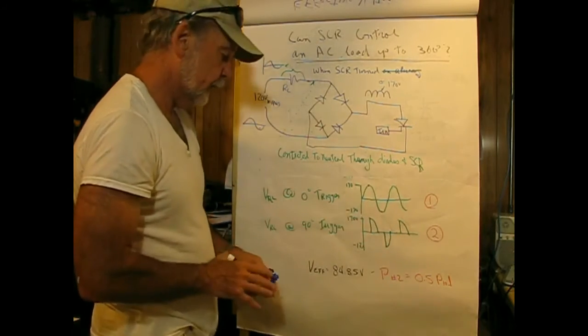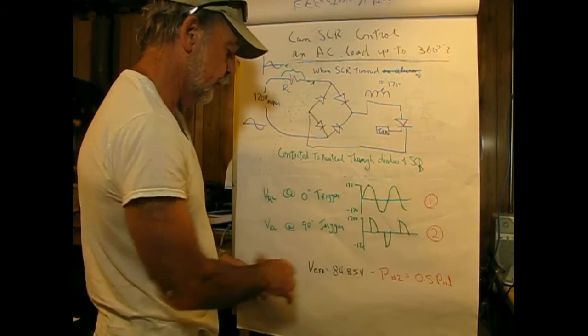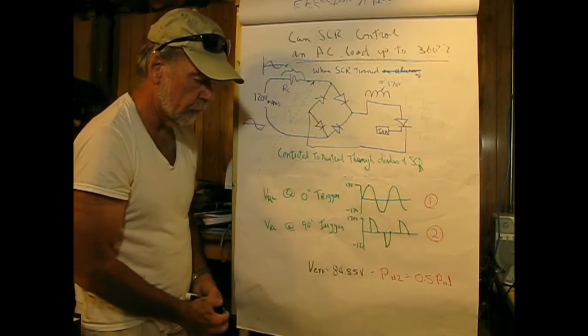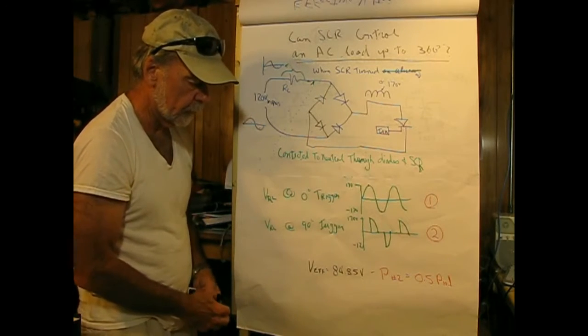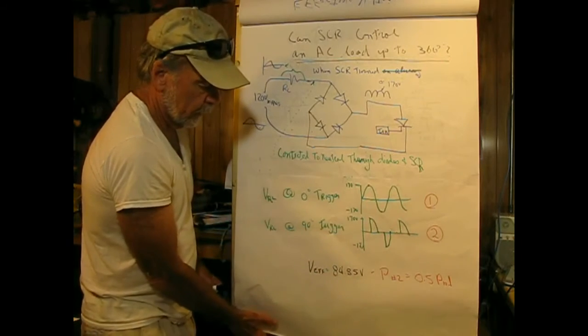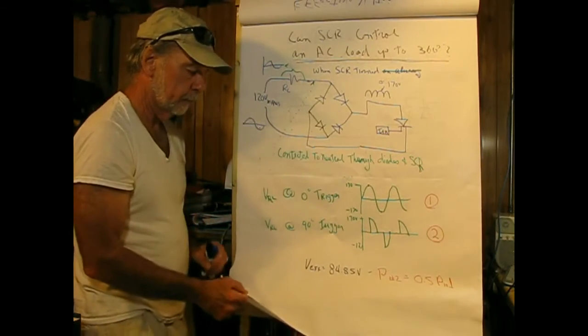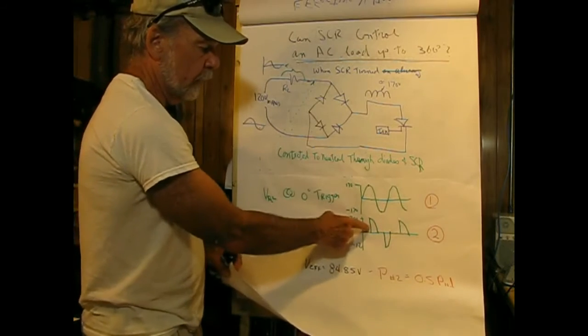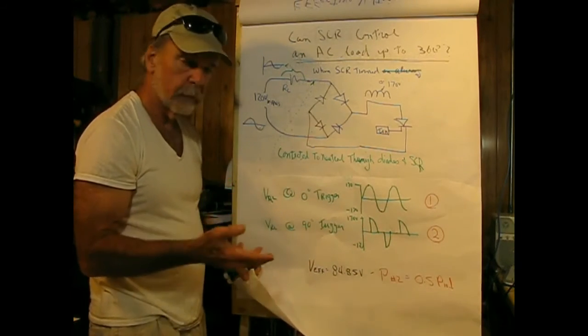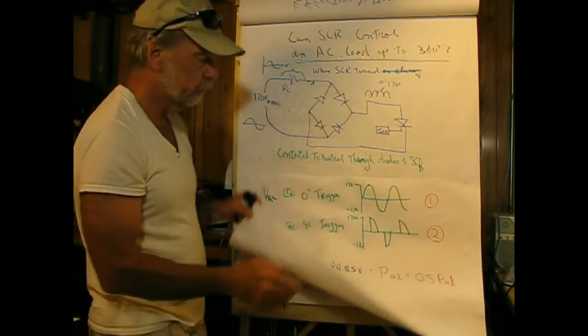So this would be kind of similar to a waveform that you would get, say, in your light dimmer in your house, except you would be using a triac instead of an SCR. So when we do that, again, the V effective is 84.85, and we'll get into that a little bit later. This would be the same as PWM with a 50% duty cycle.